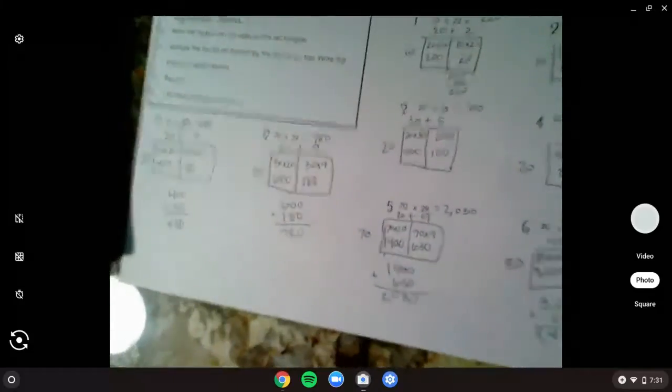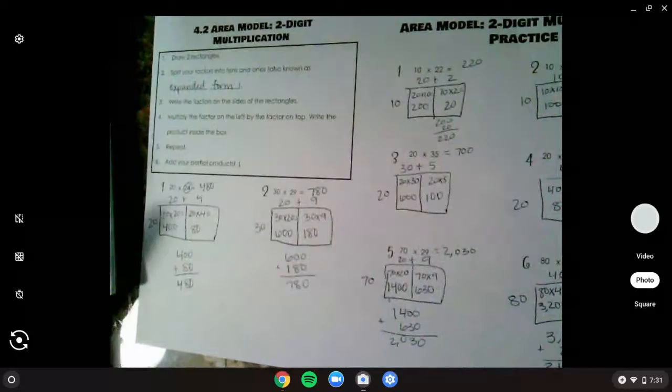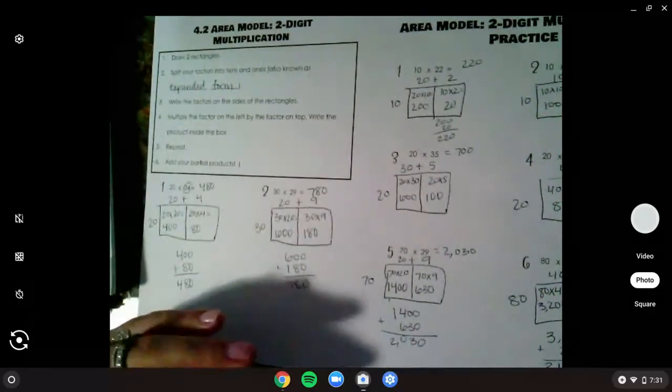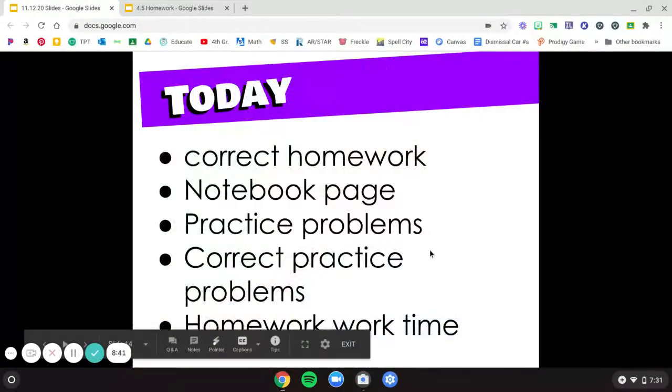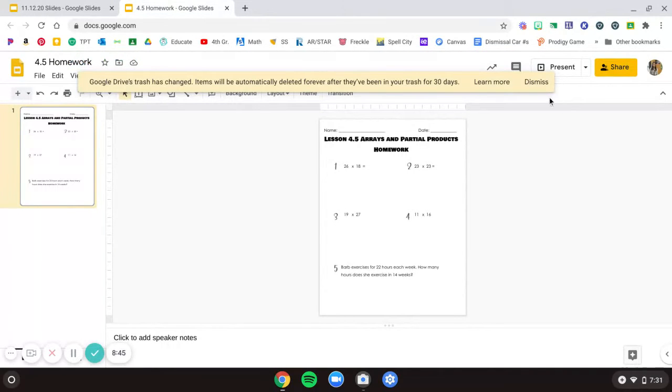All right, so like I said, if you need to go back and use today's video to do yesterday's homework, go ahead and do that. And then what you can do is rewatch yesterday's video to help you answer today's homework, which will be this worksheet. So let's take a look at that.